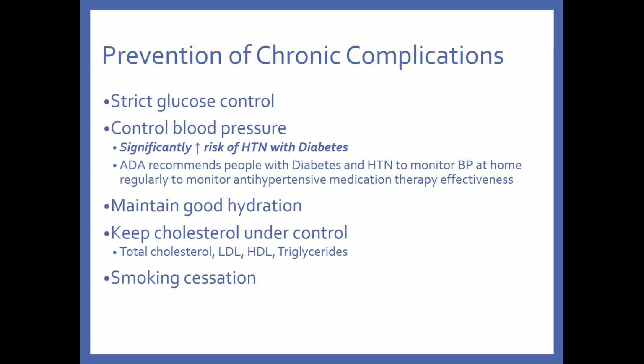So overall, just prevention of chronic complications: really strict, tight glucose control, controlling blood pressure. As I've mentioned, there's a significantly increased risk of hypertension with diabetes. The ADA does recommend people with diabetes and hypertension to monitor their blood pressure at home regularly every day to make sure that they are well controlled, and if they're on an antihypertensive medication, to make sure that it's being effective in managing and controlling their blood pressure.